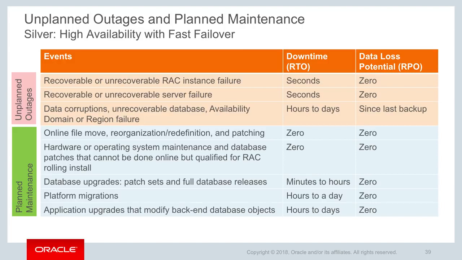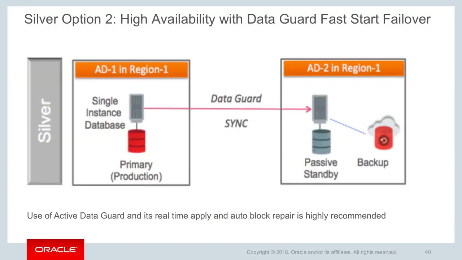This slide shows you the various capabilities that is enabled by a silver maximum availability architecture for your database systems running in Oracle Cloud Infrastructure. We'll now look at the second option for the silver maximum availability architecture deployment method, which involves high availability with Data Guard fast start failover.